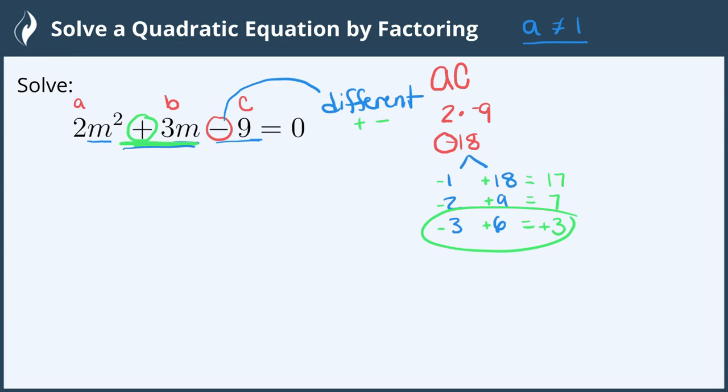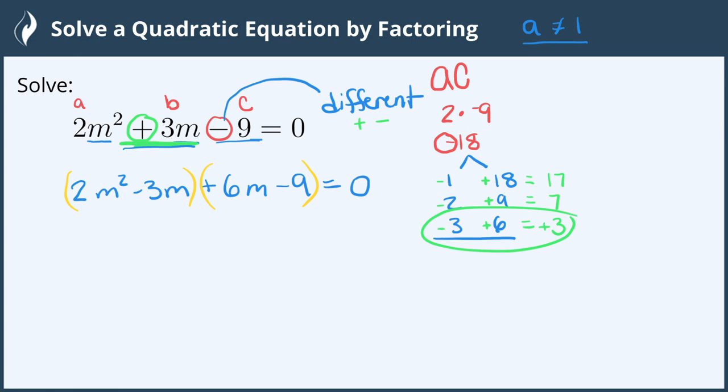So we will replace our middle term with negative 3 and positive 6. So we end up with 2m squared minus 3m plus 6m minus 9 equals 0. Some may ask if the order matters. If I could have put plus 6m minus 3m, and yes, you can do that as well. It doesn't matter. Now we're going to factor by grouping, and we'll group our first two and our second two together and find the greatest common factor.